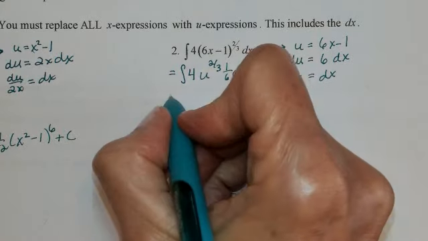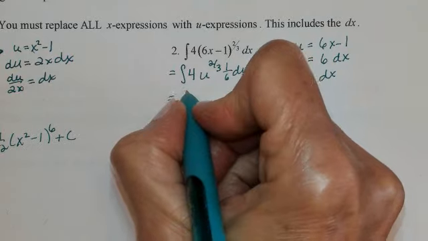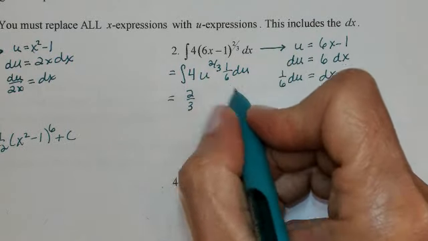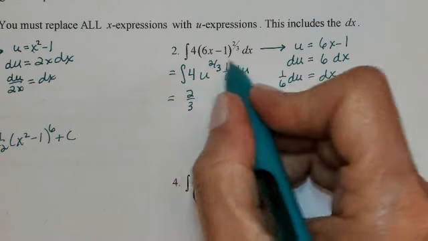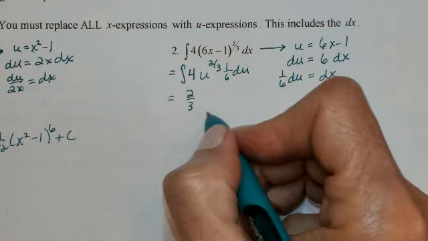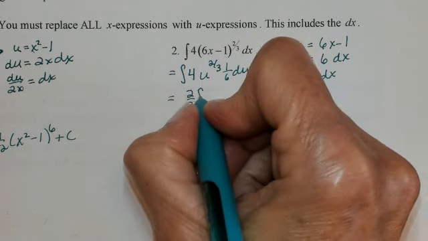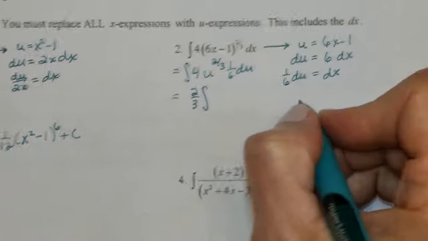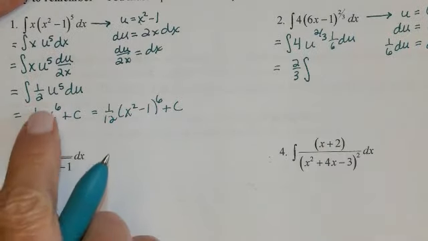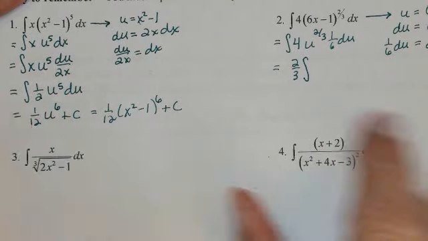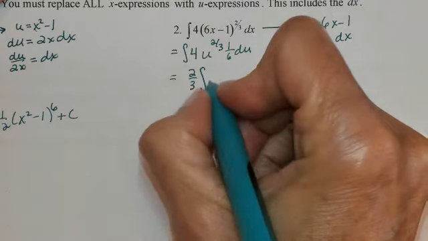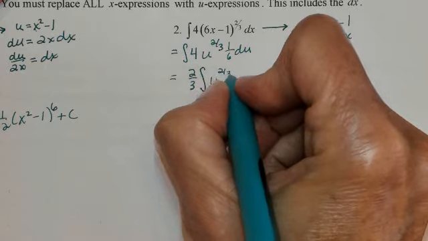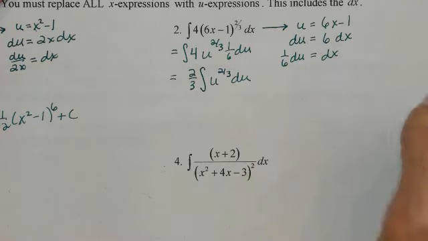This will be 2/3. If we wanted to, that 2/3 we could take completely out of the integral, couldn't we? Because you can do that with a constant. We could have done that back here too. We could have taken this 1/2 outside of the integral. Okay, u to the 2/3 du.